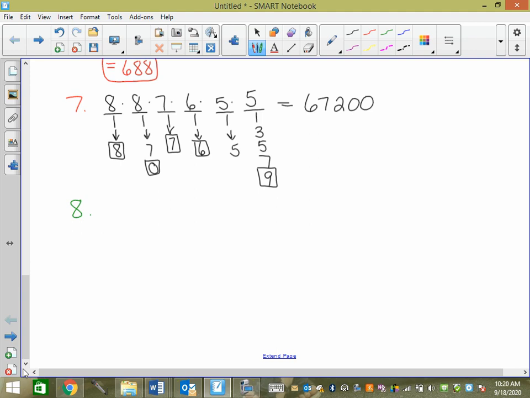Number 8 says, Jeremy, Jesse, Jamie, Amy, Lori, and Crystal go to the movies. How many different ways can they be seated next to each other in the movie theater if?